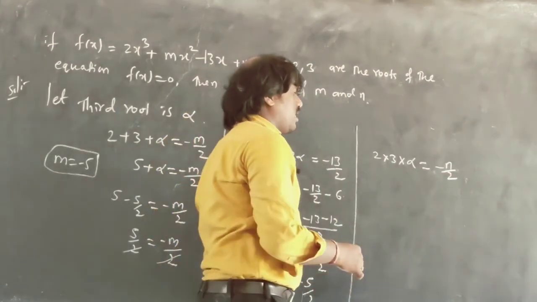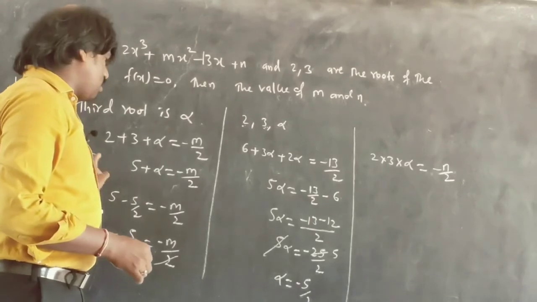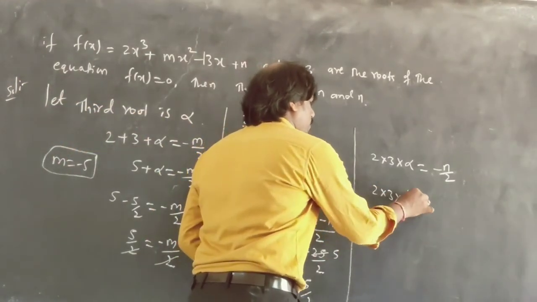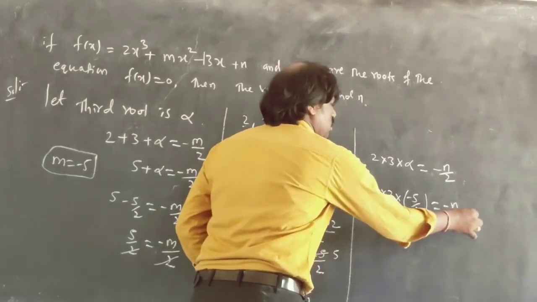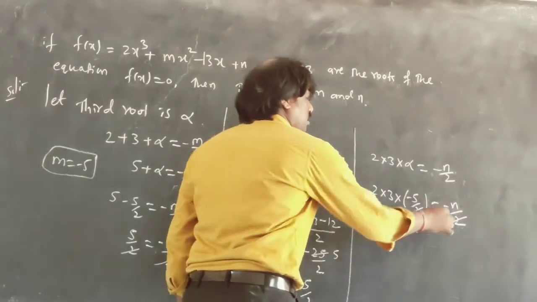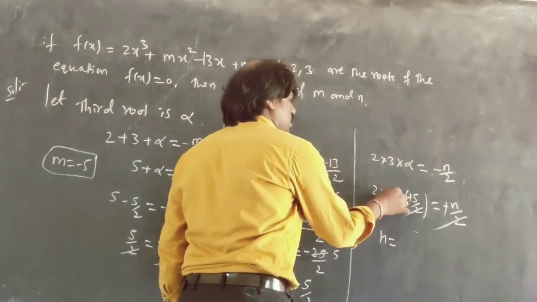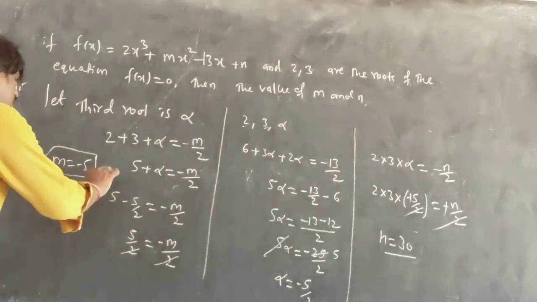Alpha value I know, minus 5 by 2. So 2 into 3 into minus 5 by 2 is equal to minus n by 2. So this 2 can be cancelled out, this minus can be cancelled out. n is equal to 5 twos are 10, 10 threes are 30. So n value is 30, m value is minus 5.